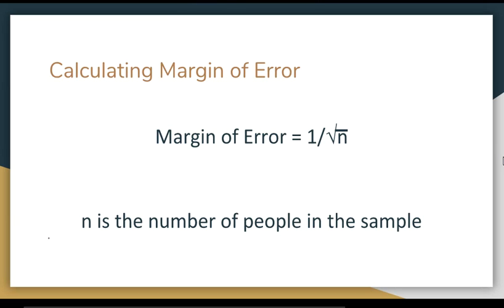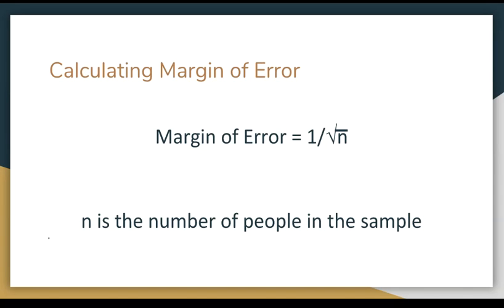Calculating the margin of error. What if we have to calculate the margin of error? The margin of error is 1 over the square root of n. N is the number of people in the sample. So if you do a survey, a poll, an experiment, whatever you're doing, the margin of error is 1 over the square root of n.